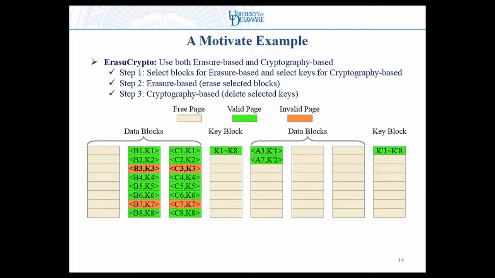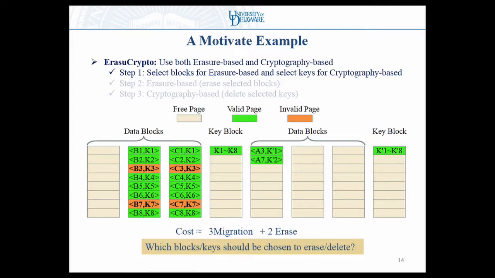Then we have to delete the keys for only 2 rows, not all of the rows. So we delete the keys for row 3 and row 7, and then we have to write back the key into place, which is going to be 3 migrations and 2 erases, which is quite a bit better than the other 2. Okay, the question is, in this kind of scheme, you have to make sure you select the best combination of blocks and keys for erasure and deletion.